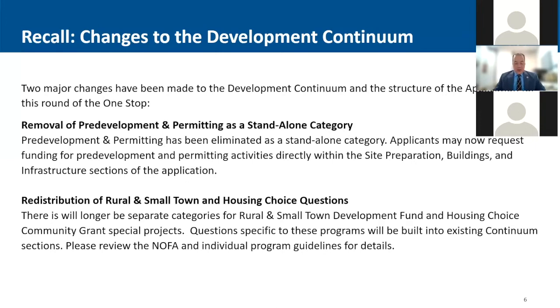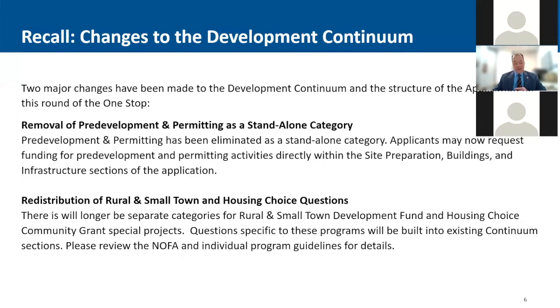Again, in this area, we want to highlight some very key changes that we feel are instrumental and were major improvements we tried to make to this application process. We made significant changes in both the development continuum and the composition of the full application itself, with the removal of the pre-development and permitting category as a standalone category, and the redistribution of questions specific to the Rural and Small Town Development Fund and Housing Choice throughout their corresponding parts of the application.